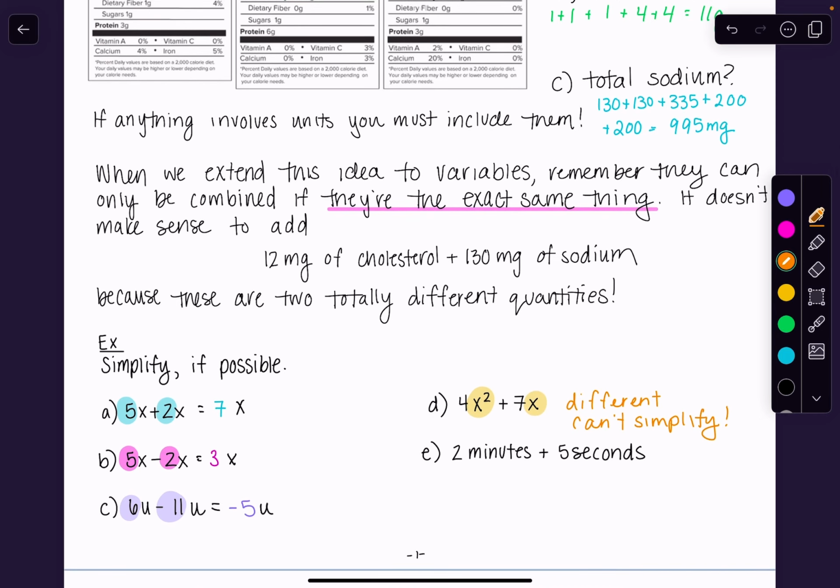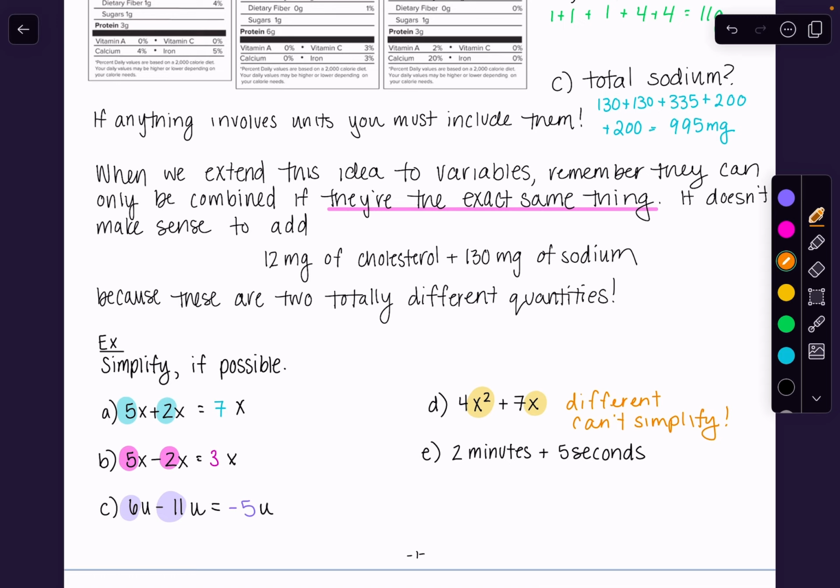Now for part E, we're going to talk in later sections about how we can convert back and forth, but time is something we're used to from a very young age. So if I take 2 minutes and add 5 seconds, I can't add the 2 and the 5 because it's not going to make any sense. It's not 7 minutes as a result. It's 2 minutes and 5 seconds.